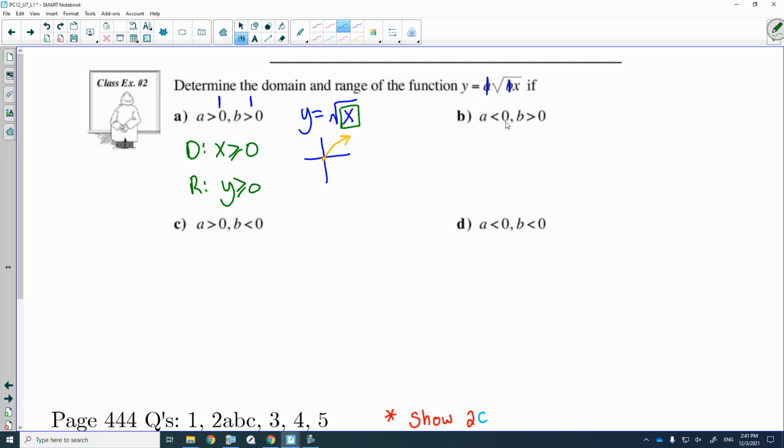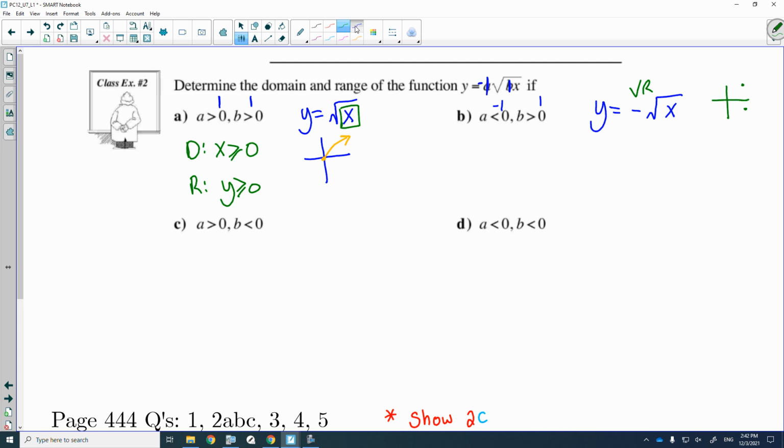Let's do the same for the next case. If a is less than 0, I'm now going to pick -1, so I'll put a negative there. If b is greater than 0, I'm going to keep that at 1. So that would be the graph of y is equal to negative square root of x. You know that the negative in front of your function is the a value, which is a vertical stretch, but that's also a vertical reflection, right? And a vertical reflection is your reflection in the x-axis.